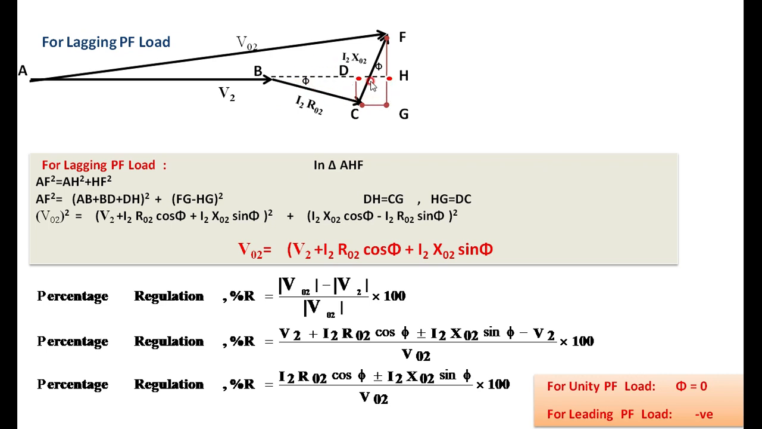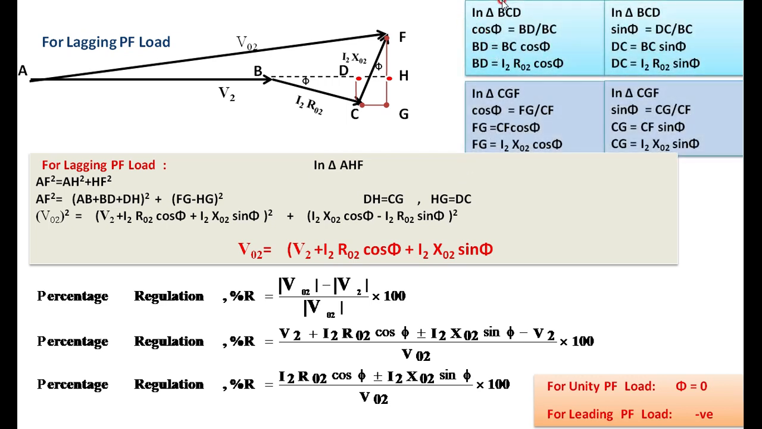I am making the construction lines here, that is the dashed line DH, and resolving I2 R02 into its X component and Y component, that is BD and DC. Also I am resolving I2 X02 into its X component CG and Y component GF. Then ultimately what I am interested in is AF square. The AF square that I am getting here is from AH square plus HF square. The same thing is explained here. That is what was derived in the equivalent circuit diagram of the transformer. You are getting it from the triangles BCD and so on, and from this the values of AB, BD, DH, resolving the X component and the Y component.